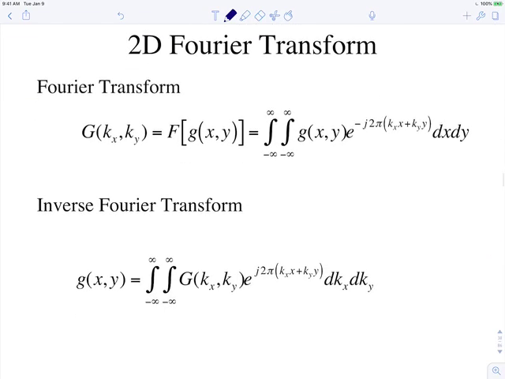Okay, now let's talk about the 2D Fourier transform. It's basically the extension of the 1D to multiple dimensions. So instead of g of x, we've got g of x, y, and now we've got kx and ky. There's a minus sign here. When we do the inverse Fourier transform, there's no minus sign, but the form is identical. So once again, we have this beautiful symmetry of the Fourier and the inverse Fourier transform.